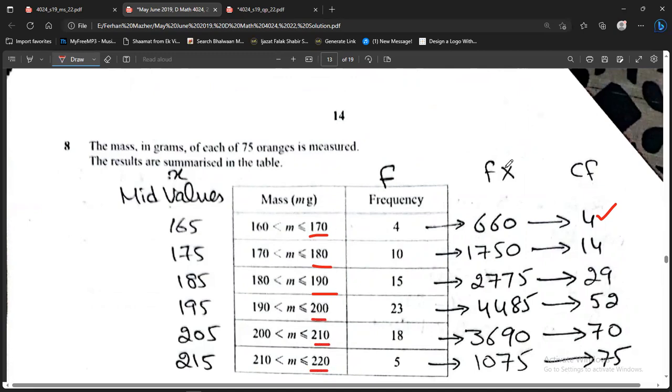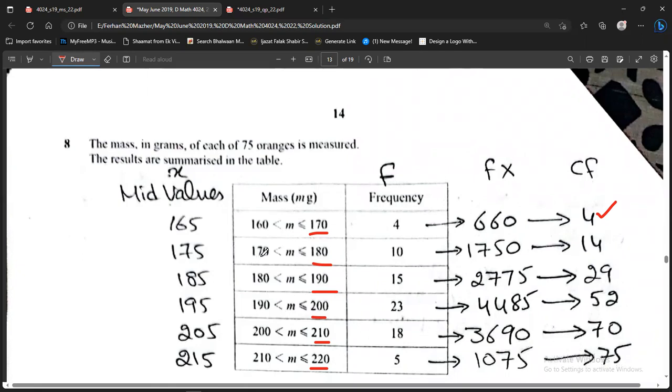So at 170, I will put a dot at 4. At 180, I will put a dot at 14. At 190, a dot at 29. At 200, a dot at 52. At 210, a dot at 70. At 220, a dot at 75.